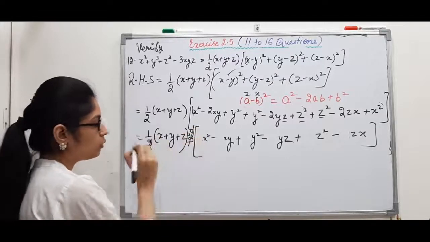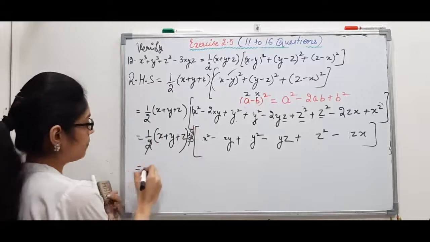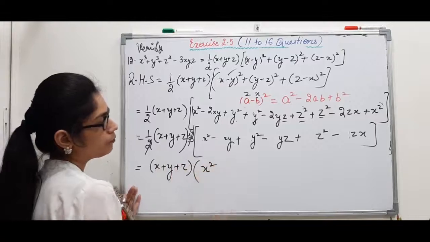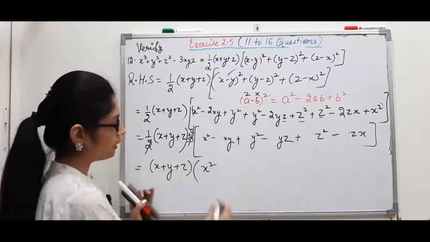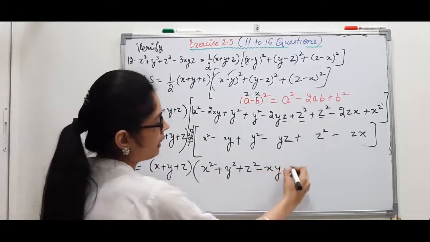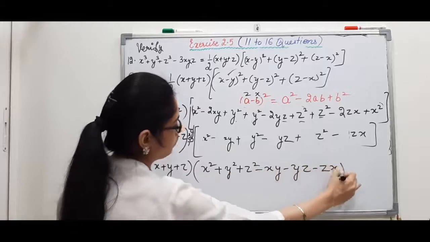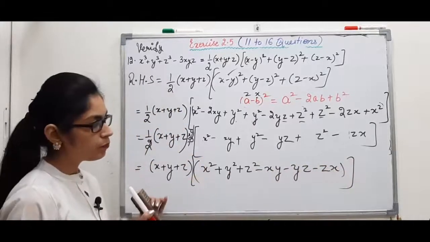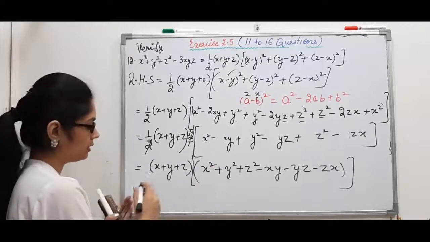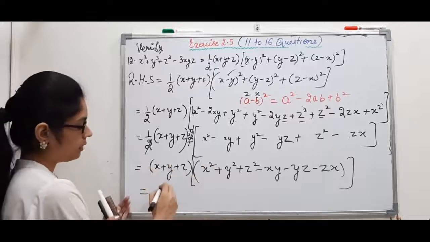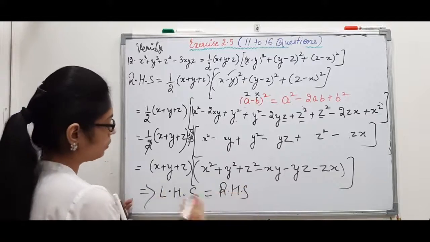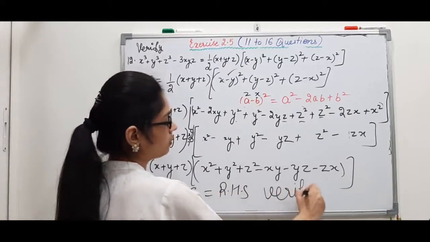Now this 2 and this 2 will get cancelled. So I am left with x plus y plus z into x square plus y square plus z square minus xy minus yz minus zx. Now at the starting, the left hand side, once we solved, was also equal to this expression. So hence it is proved it is also equal to the left hand side. So you can write left hand side equals right hand side, hence verified.